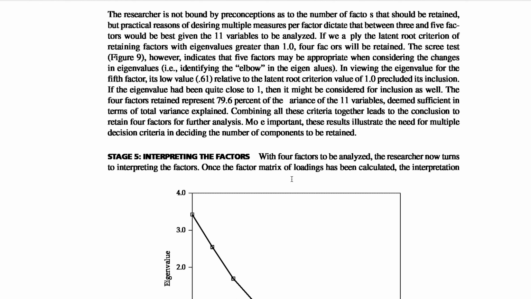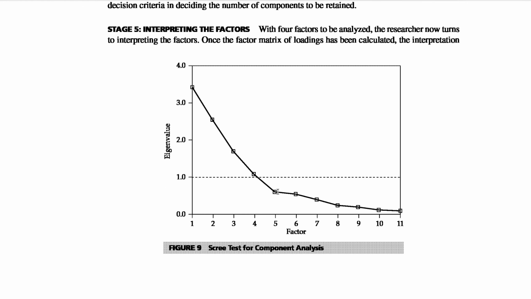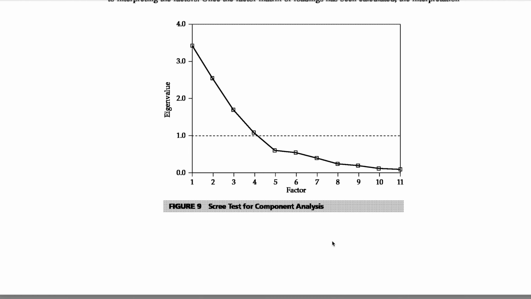Stage 5, that is, interpreting the factor analysis. With four factors, the analysis now turns to interpreting the factors. Once the factor matrix loadings can be calculated, here is the interpretation, here is the eigenvalue, here is a factor. And here is a scree test for the component analysis.